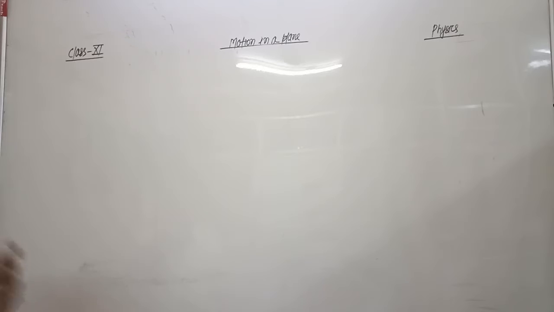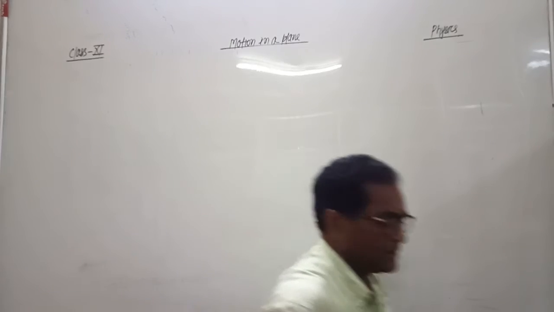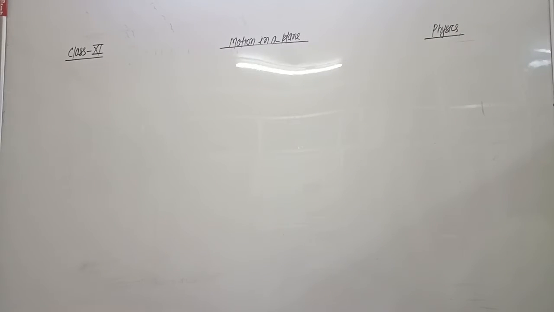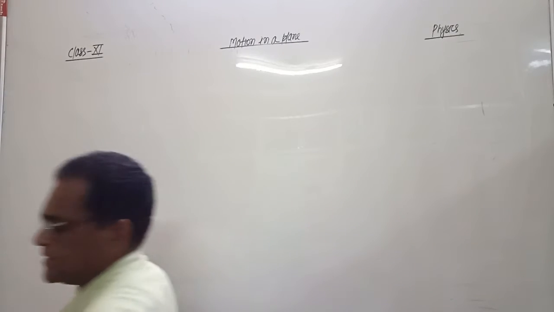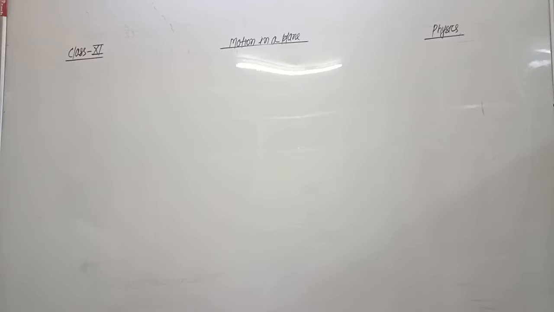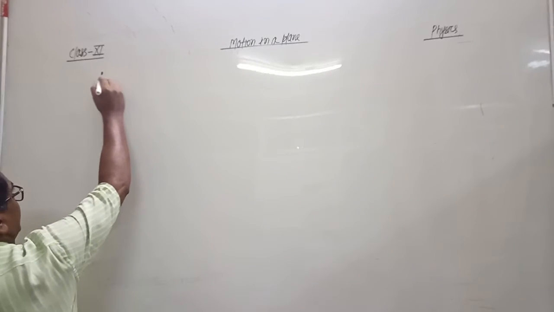We continue the chapter Motion in a Plane. In the last video we saw the parallelogram law of vector addition and the polygon law of vector addition, and we derived their formulas. Now we will prove that vector addition is commutative.